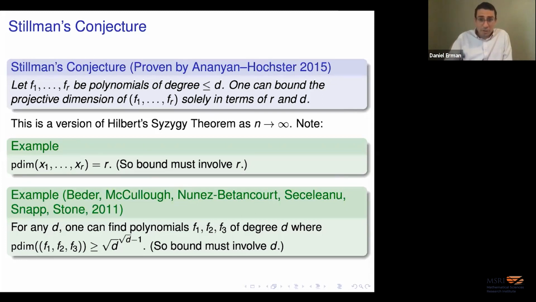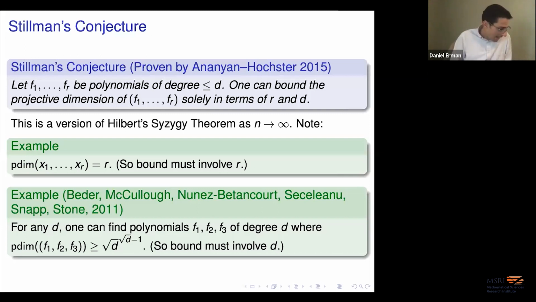So if you want to bound the projective dimension of an ideal of r polynomials, that bound will necessarily involve the degree of the polynomials as well. All right. So Stillman had asked whether such a bound existed.